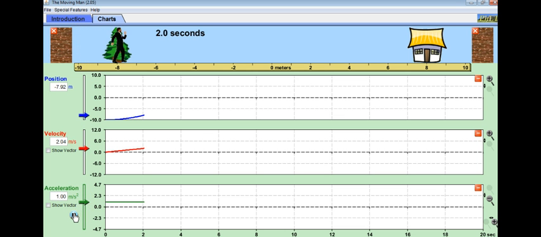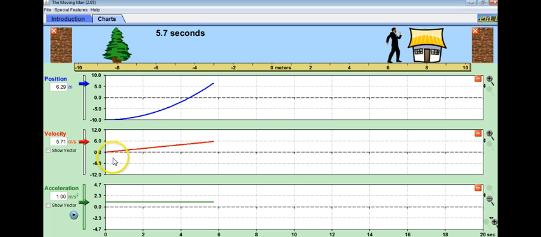So here you'll notice, hopefully, that the position time graph is curved. Over here, this is in the shape of a parabola. The velocity time graph is linear because it's increasing velocity at a constant rate. And the acceleration is a constant horizontal line at the acceleration that I set.